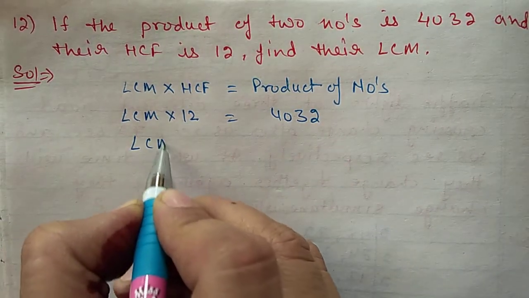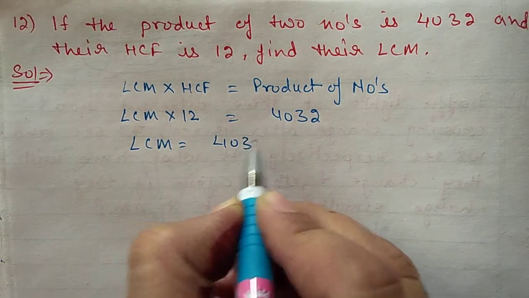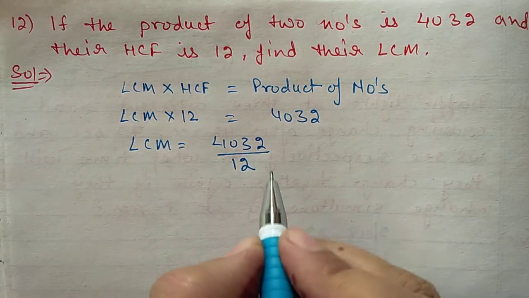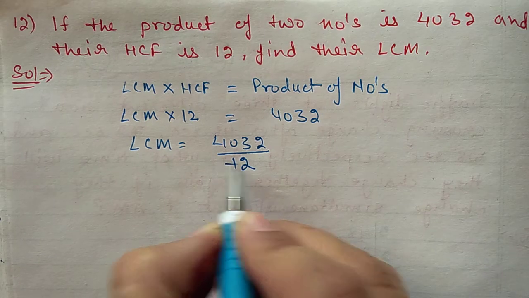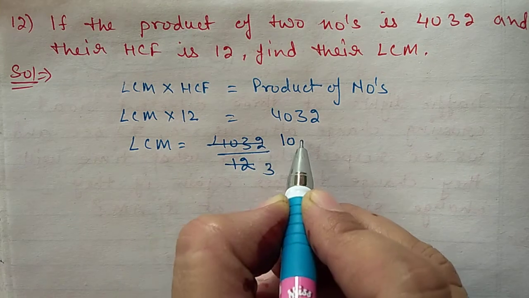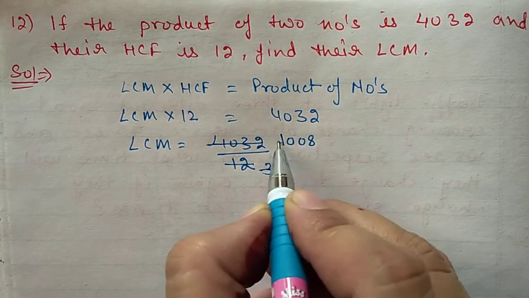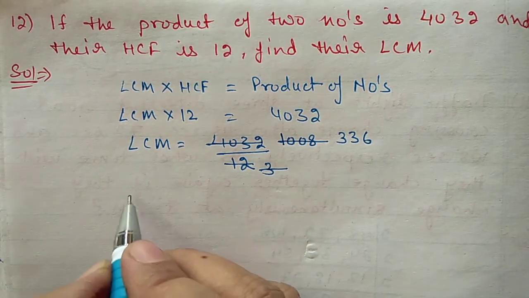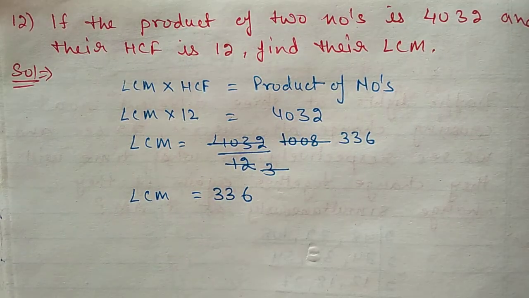So this 12 we can shift to the other side. It is in multiplication, so after shifting to the other side it will go for division. You can divide or you can do cancellation. If we cancel, we can cancel with the table of 4: 4 3s are 12, 4 1s are 4, 0 as it is. Then 3 will not go, so 4 8s are 32. Again we can cancel with the table of 3: 3 3s are 9, 3 3s are 9 and 3 6s are 18. So the LCM of these numbers will be 336.